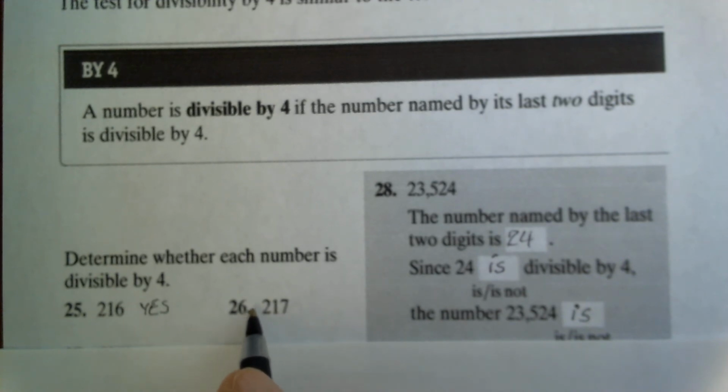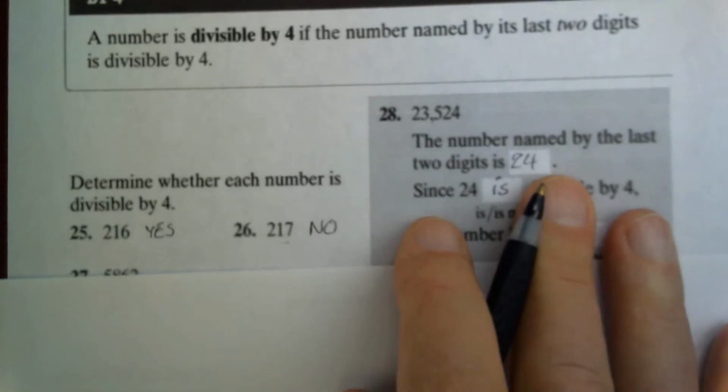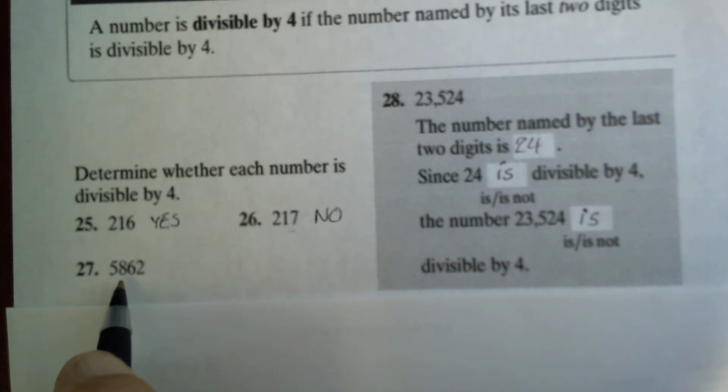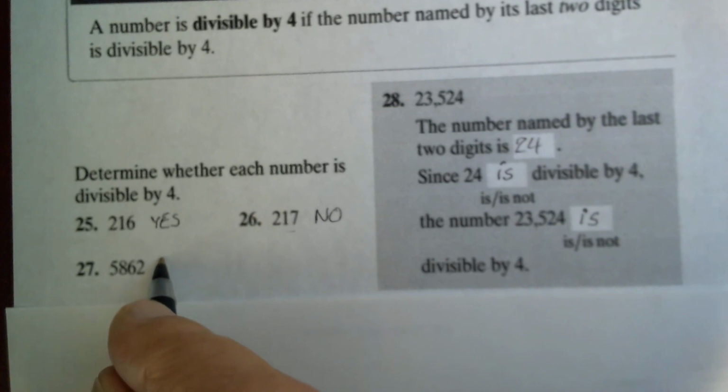In exercise 26, the number is 217. The last 2 digits are 17. And we know that 17 is not divisible by 4, therefore 217 is not divisible by 4. And in exercise 27, the number is 5,862, and since 62 is not divisible by 4, the number 5,862 is not divisible by 4.